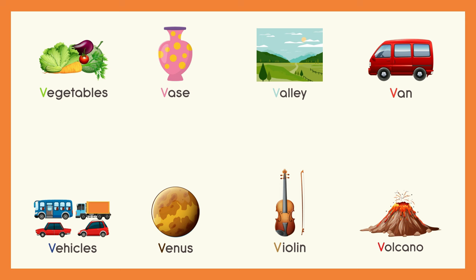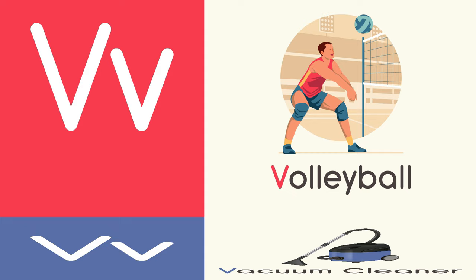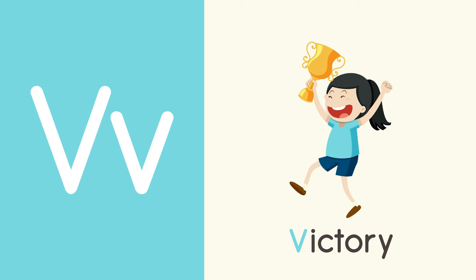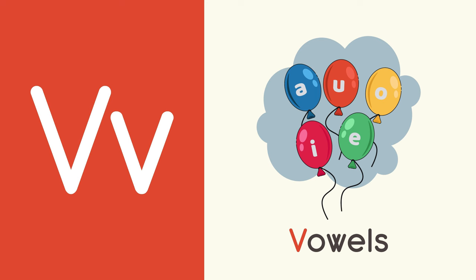V is for vest. V is for vacuum cleaner. V is for volleyball. V is for victory. V is for virus. V is for volume. V is for vowels. V is for vulture.